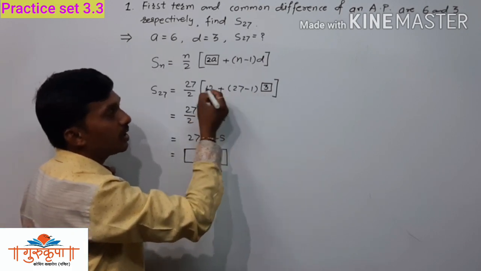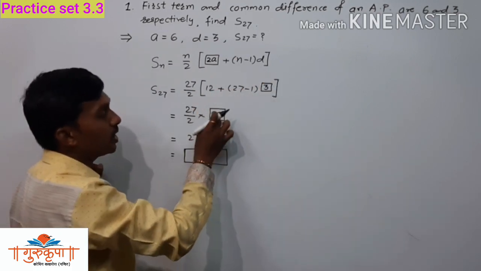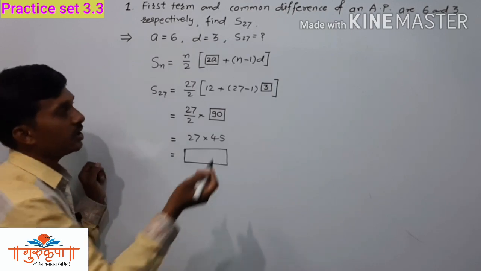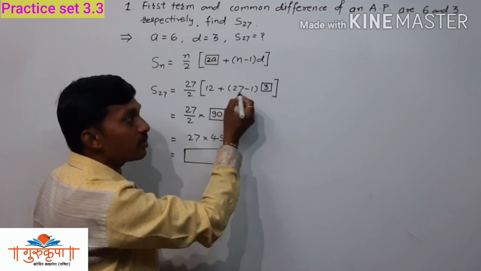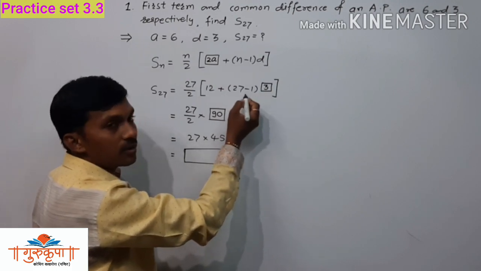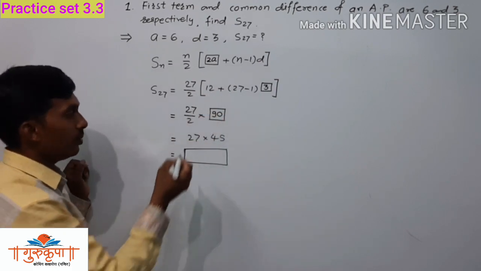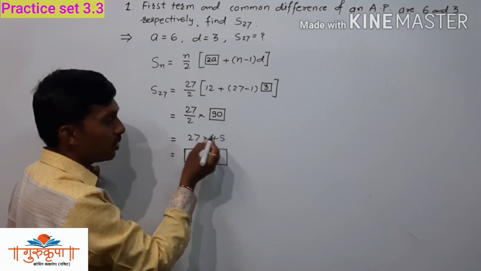We can simplify these calculations on the rough page, but it is very simple, no need to use the rough page also. This is 27 minus 1 is 26. 26 multiplied by 3 is 78. Now 78 plus 12 is 90. Now here 27 remains as it is, and this 90 divided by 2 is 45.